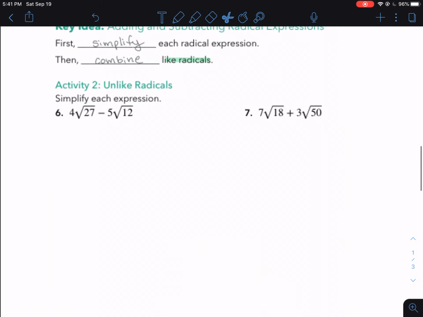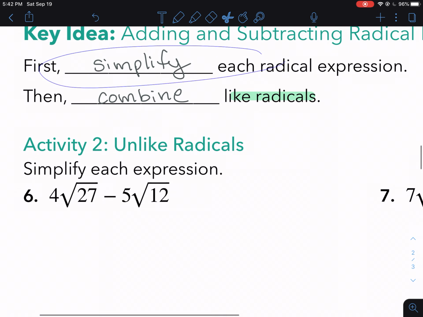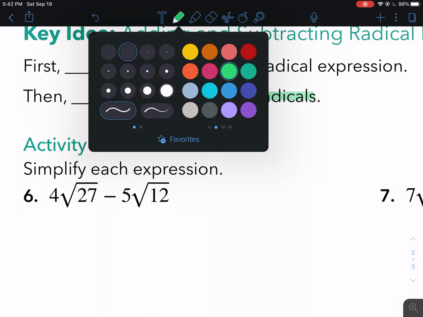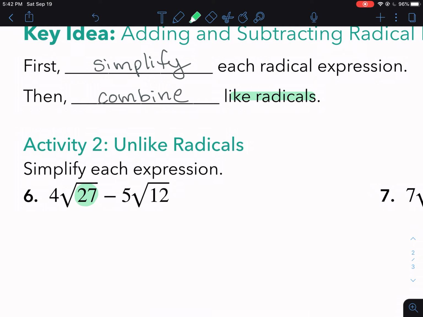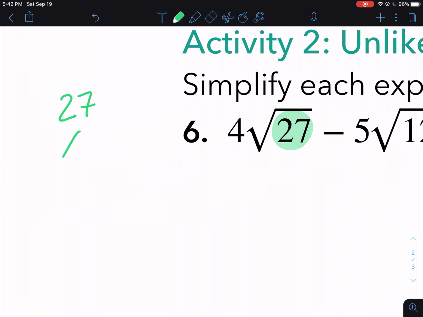We'll take radicals with the same radicand and combine them together. We have 2 examples. Our first example is 4 times the square root of 27 minus 5 times the square root of 12. So first, let's simplify each radical expression separately. So I'm going to do this by working on 2 factor trees. First, I'm going to factor 27. So 27, I can split into 9 and 3. Ooh, this 9 is going to be very helpful because 9 is a perfect square. 9, in fact, is 3 times 3. So that's really nice. 9 is 3 squared.